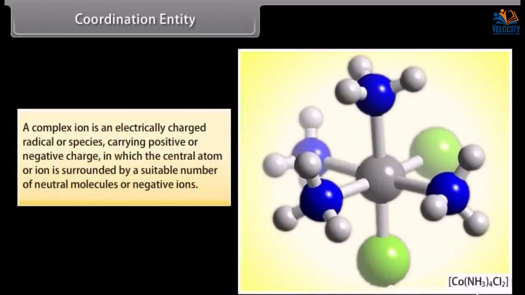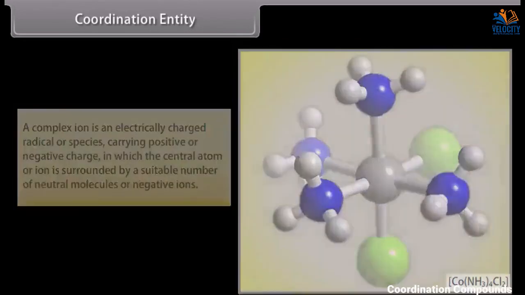Coordination entity. A complex ion is an electrically charged radical or species carrying positive or negative charge in which the central atom or ion is surrounded by a suitable number of neutral molecules or negative ions. For example, Co(NH3)6 Cl2.